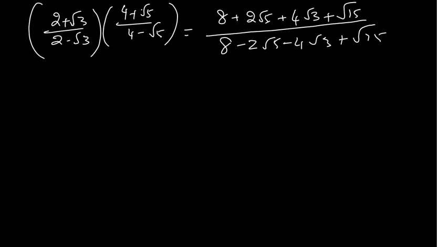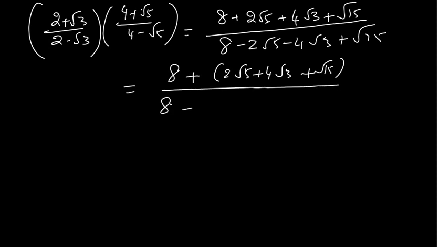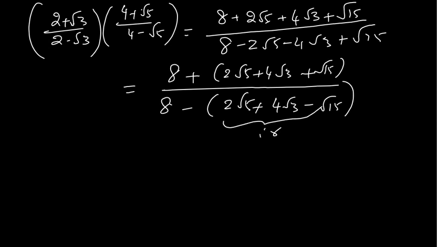Then if you combine the rational and irrational parts, you get 8 plus the entire thing, 2 root 5 plus 4 root 3 plus root 15, divided by 8 minus, taking the minus common, 2 root 5 plus 4 root 3 minus root 15. This is the irrational part. So this much you can go. We can't simplify this further. Why can't we simplify? Because the denominator still has irrational terms.